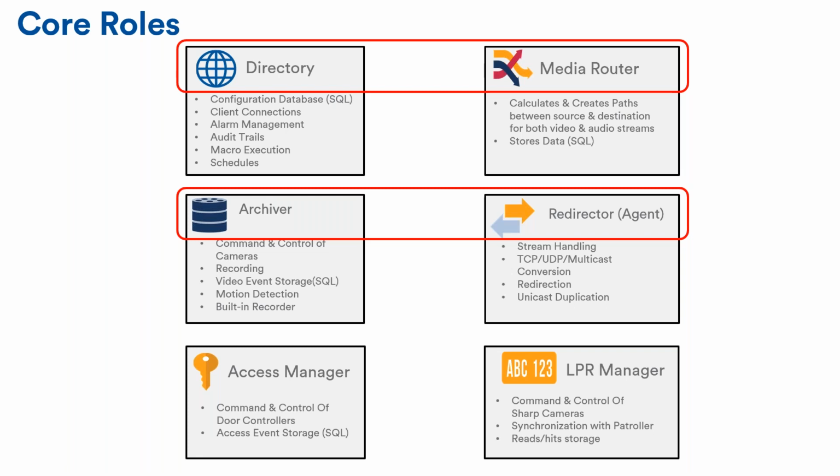Now, the redirector is basically an agent. It needs to be configured on each network to be able to detect the network capabilities and display the current status. It's basically responsible for stream handling, the TCP, UDP multicast conversions, as well as redirections and unicast duplication. Now, we also have Access Manager for managing our access control solution, basically commanding and controlling of access control doors and access control events. And we also have our LPR Manager, which is for managing license plate recognition solutions as well.